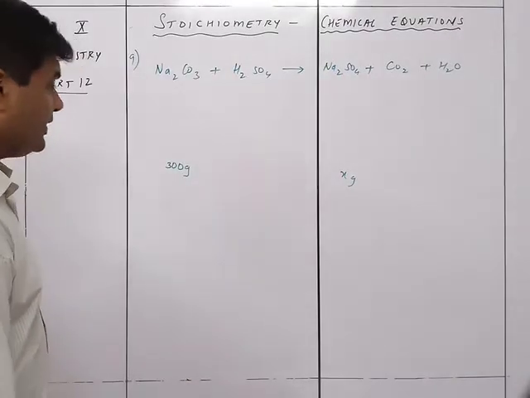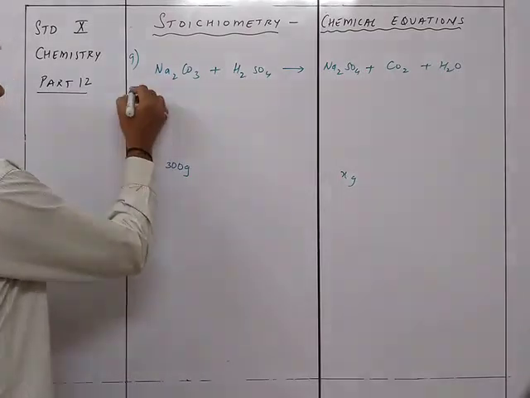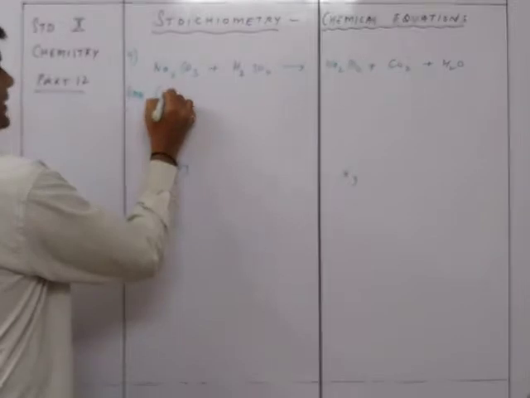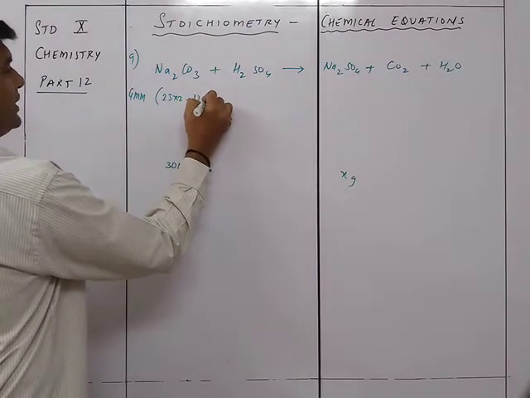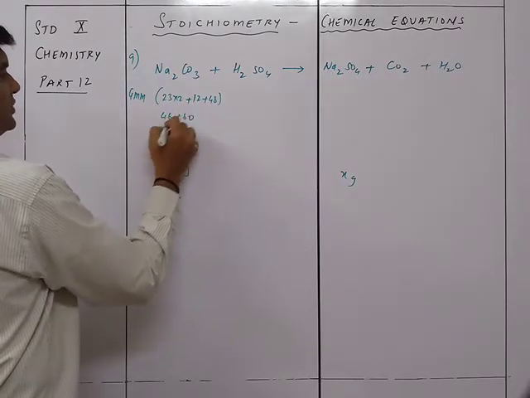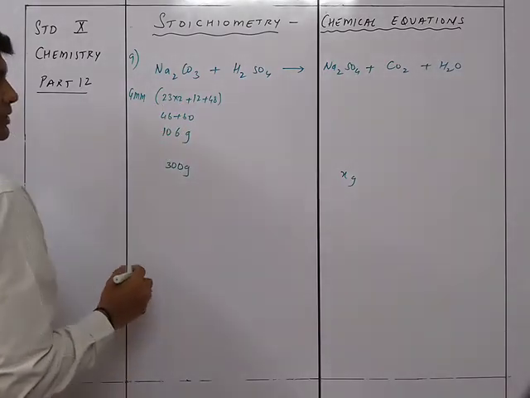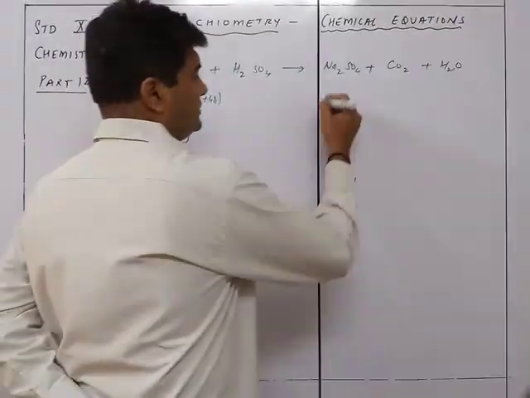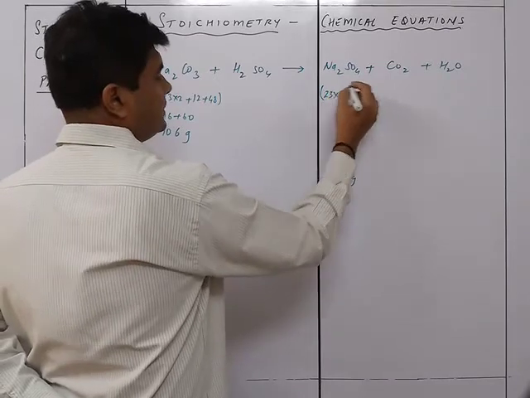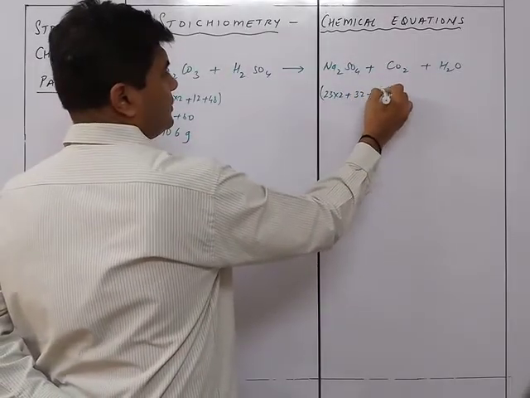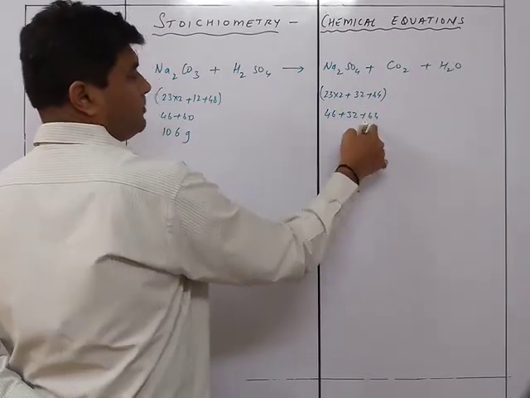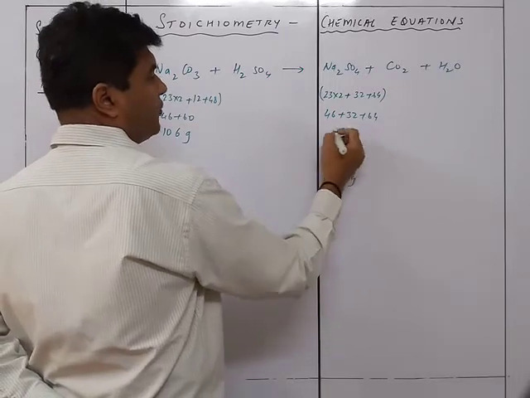So first of all, let's do the GMM first. So GMM, that is 23 into 2 plus 12 plus 48. This is 60. So it is 46 plus 60 is 106 grams. Whereas this is Na2SO4, that will be 23 into 2 plus 32 plus 64. So it's 46 plus 32 plus 64. This is 142.